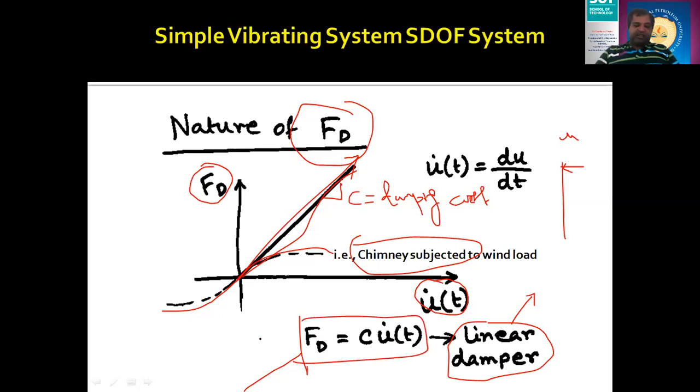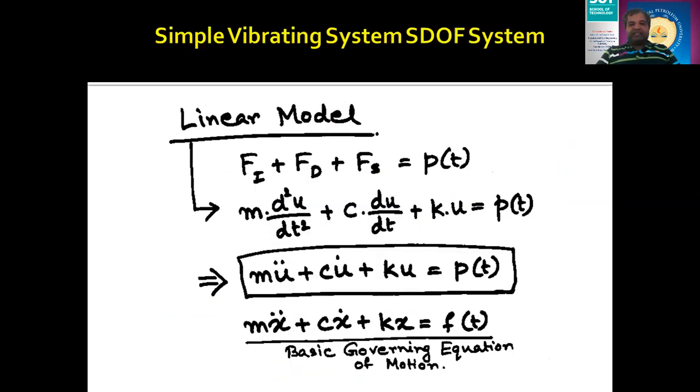So for all three of these equations, if I put them into the formula, which is Fi plus Fd plus Fs equal to P of t, what we have seen earlier, and put the value of M, which is M into d square u by dt square, plus FD, we have seen C into du by dt, plus Ku is equal to P of t. So I can write this formula in terms of dots, that is M u double dot plus C u dot plus Ku is equal to P of t. And this equation is known as the governing equation of motion.